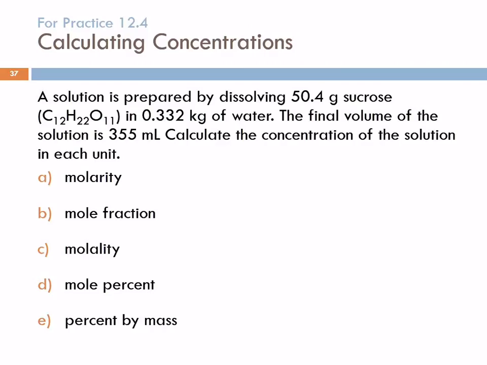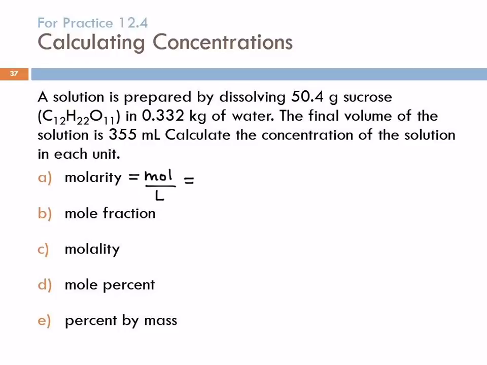Okay, so here's a fun problem. A solution is prepared by dissolving 50.4 grams of sucrose in 0.332 kilograms of water. The final volume of the solution is 355 milliliters. Calculate the concentration of the solution in each of these units. So molarity. What do we need for molarity? We need moles per liter. Moles of solute per liter of solution.